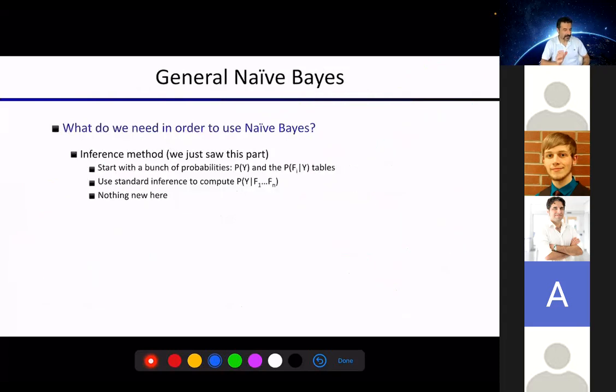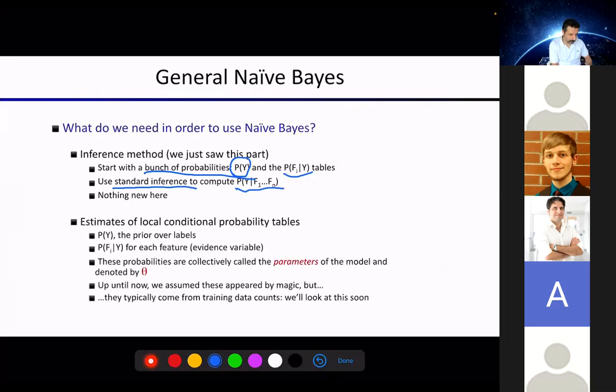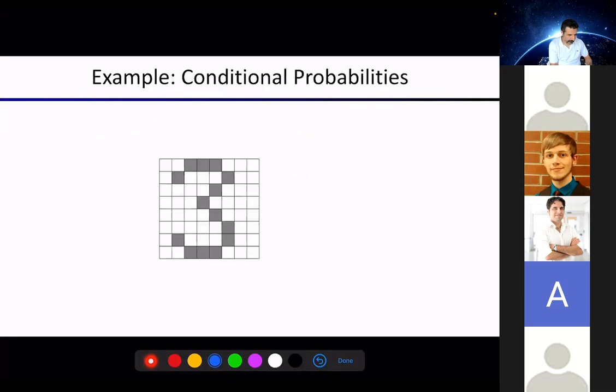So the mechanics of naive Bayes is really simple. You start with a bunch of probabilities, specifically the prior and these conditional probabilities. And then you do this inference for computing this conditional probability, this discriminative model. So we discussed this. Let's have some example for digits.